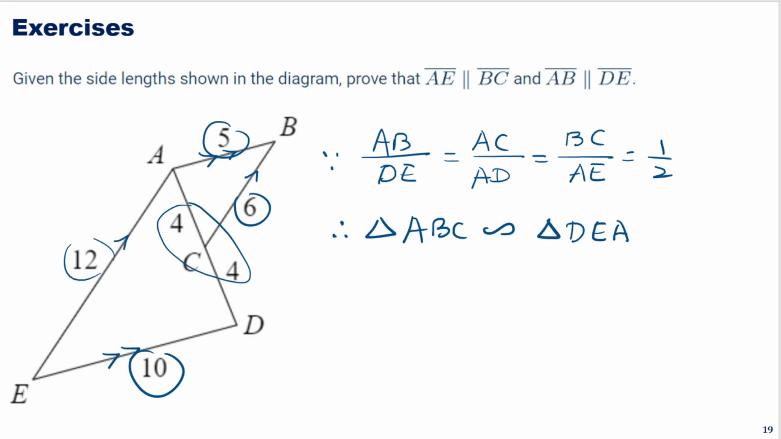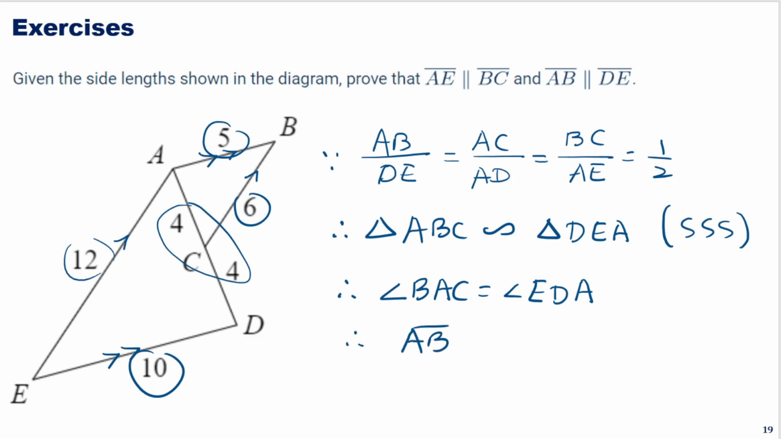Remember, you need to write the corresponding vertices in order, by SSS similarity. Therefore, we have angle BAC equals angle EDA. Therefore, AB is parallel, yes, with DE.